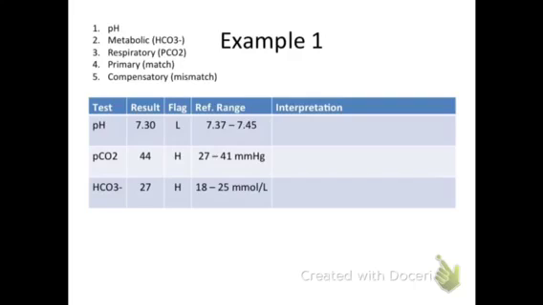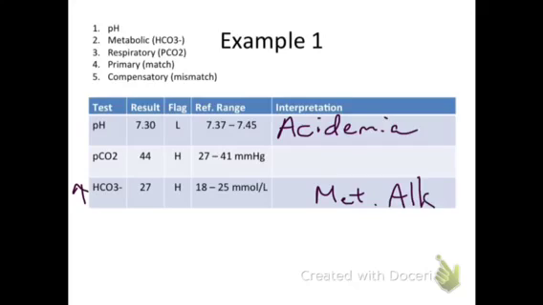In this first example, the decreased pH indicates an acidemia. The increased bicarbonate indicates a metabolic alkalosis. The increased PCO2 indicates a respiratory acidosis. The primary process is the respiratory process, and that's because an acidosis is a process that causes an acidemia.